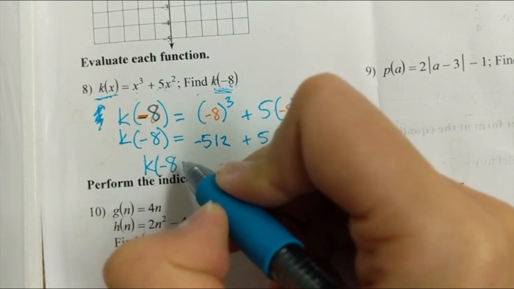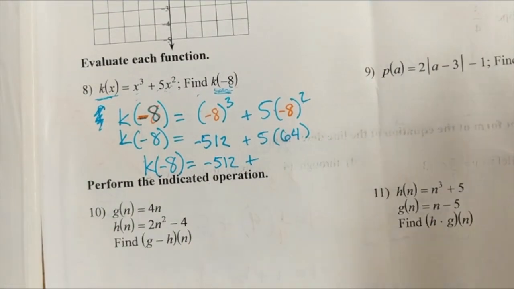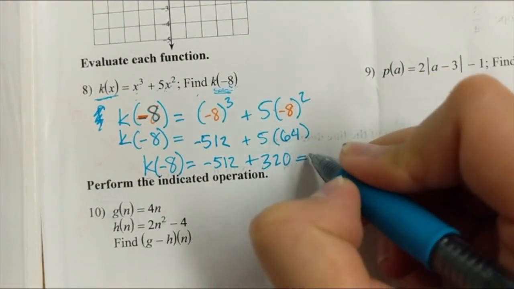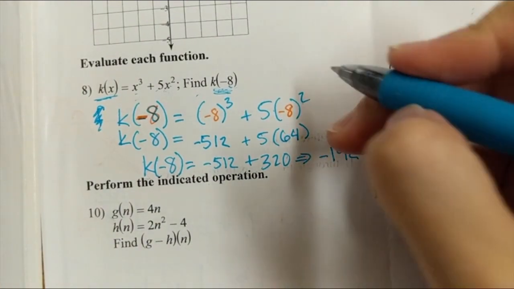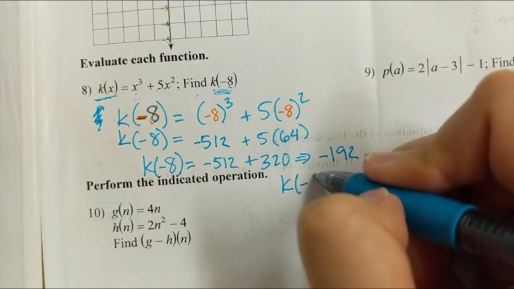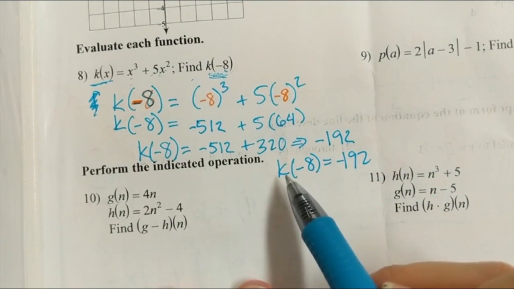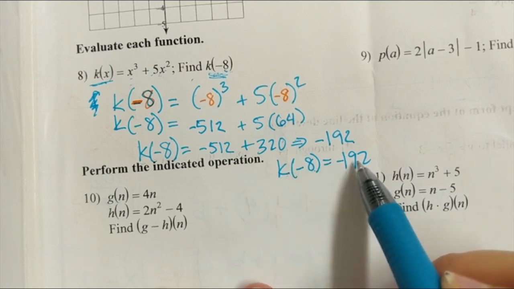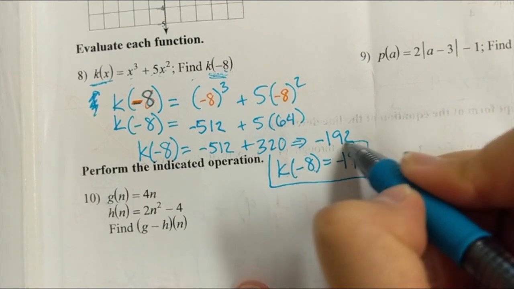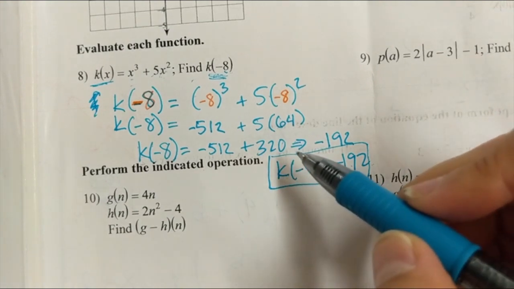All right, k of negative 8 is equal to negative 512 plus 320, which ends up giving us negative 192. So k of negative 8 is equal to negative 192. This interpreted is when I put the number negative 8 into the function k, I get out negative 192. That's what this means. And that's why function notation is so cool, because it tells you a lot of information in very little writing.